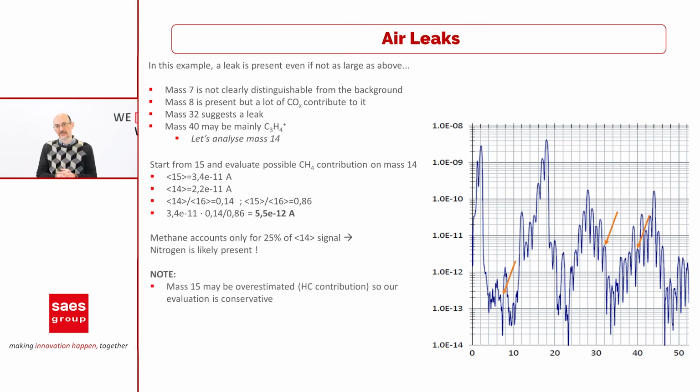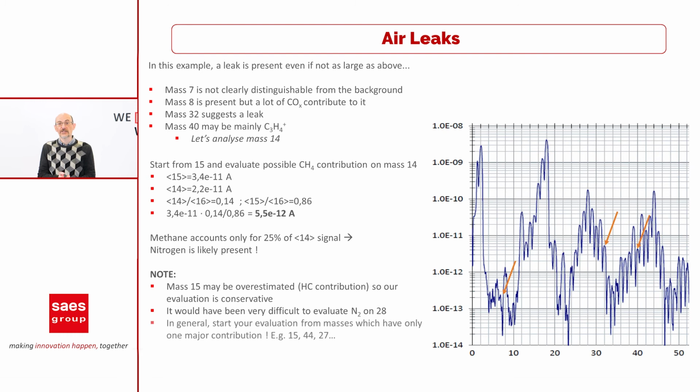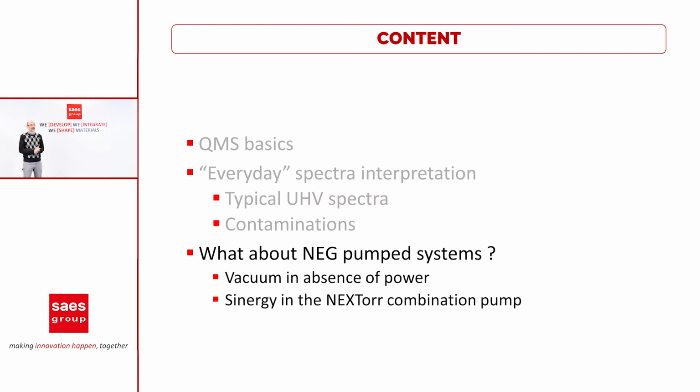Please note that mass 15 may be overestimated due to hydrocarbon contribution, so our calculation is conservative. It would have been quite impossible to extract any information about nitrogen from peak 28. In general, try to start the analysis of the spectrum from peaks that have a main contribution from one species only. Now we show two interesting things about NEG pumped systems.